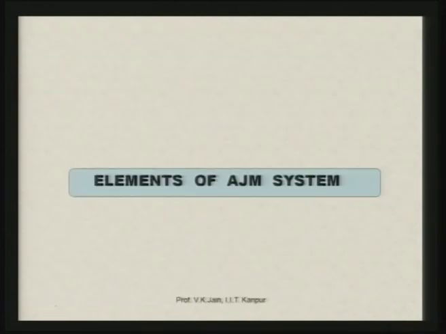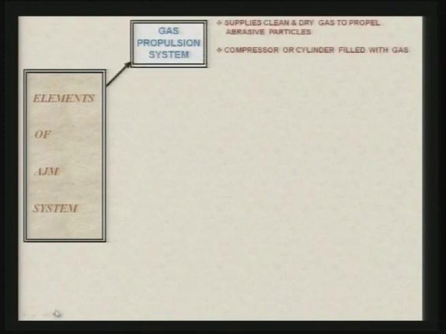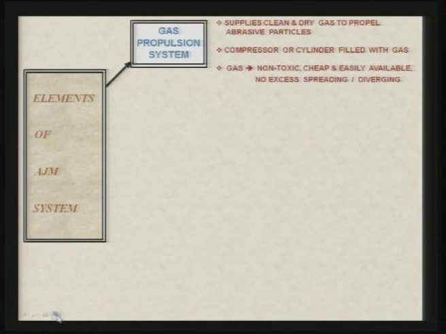Now, what are the various elements of the abrasive jet machining system? We can see first is the gas propulsion system. The gas propulsion system supplies clean and dry gas to propel abrasive particles. This gas may be air or some other gas, which should be an inert gas. Then you have the compressor or cylinder filled with gas, because compressed air has to be stored somewhere in a reservoir. For that purpose you can use the cylinder also.